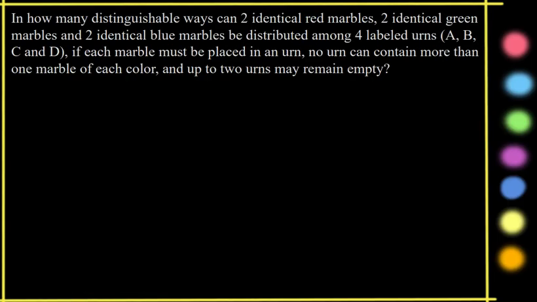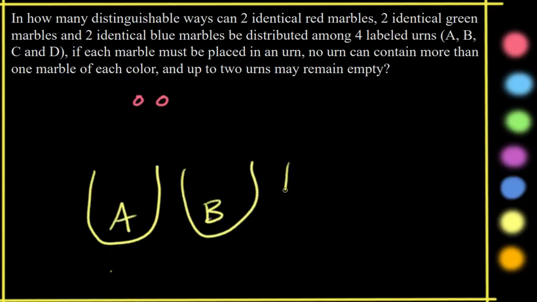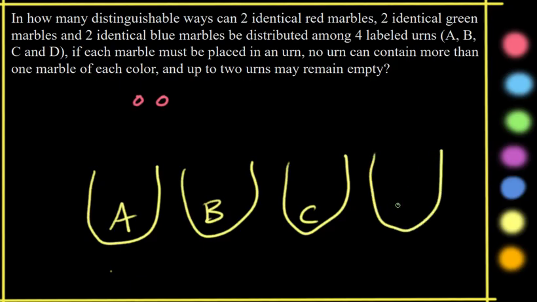All right, let's take a look at problem 23. It says, in how many distinguishable ways can two identical red marbles, two identical green marbles, and two identical blue marbles be distributed among four labeled urns, A, B, C, and D? Okay, so we've got these four urns called A, B, C, and D. And we've got two red marbles. We've got two identical green marbles, and then we've got two identical blue marbles. And it wants to know how many ways we can distribute them among these four urns.